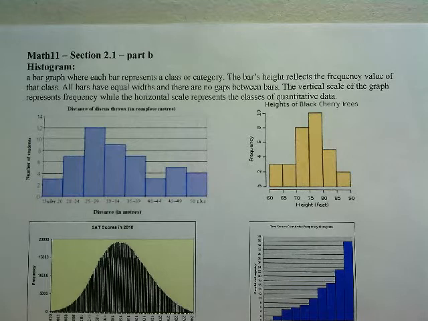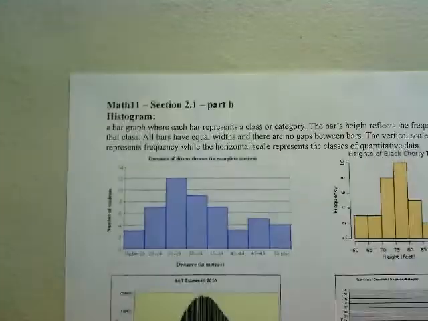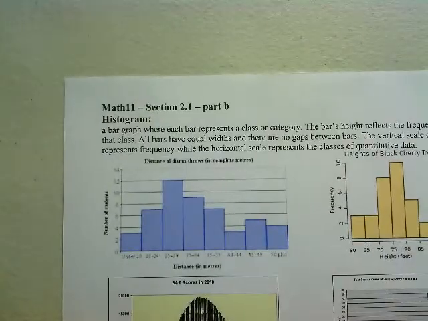So here are some examples to look at. We have here the distance of discus throws in complete meters, and along the bottom you have under 20, 20 to 24, 25 to 29, 30 to 34, and so forth. And then again, the height of the bar is the number of students who had that throw.